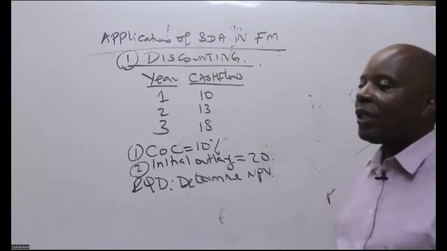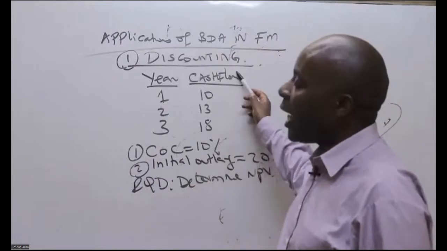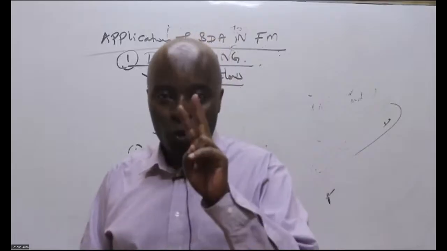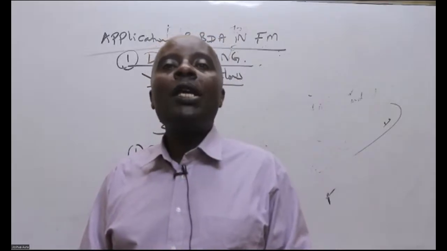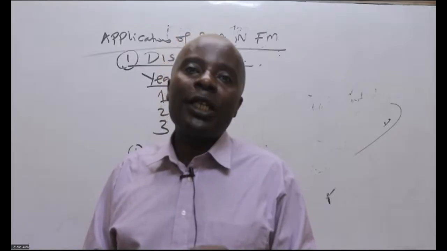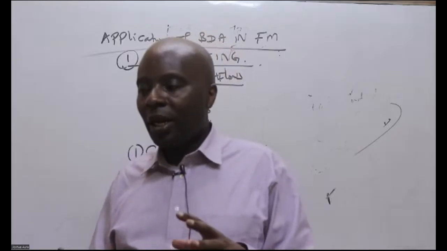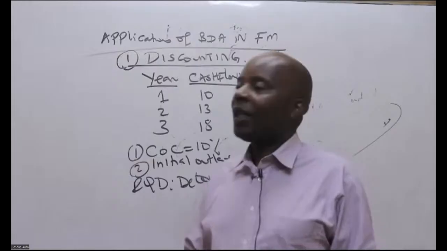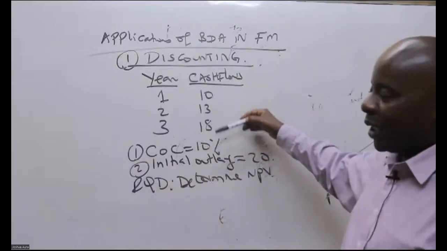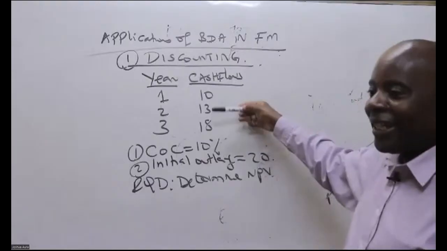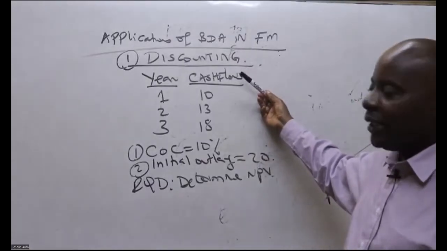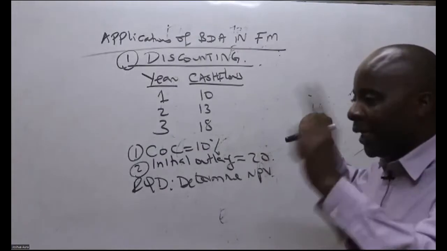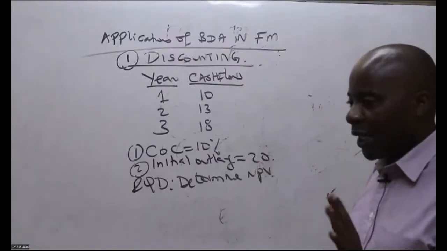Right? So remember, we have 2 types of cash flows. For purpose of reminding ourselves, how many types of cash flows do we have? We have what we call irregular, that cash flow that keeps on fluctuating. Like these ones are irregular. You can see from year 1, 10, year 2, 13, year 3, 18. Figures are changing. And then we have what we call regular, where year 1 you get 10, year 2 you get 10, year 3 you get 10. Those are regular or annuities.